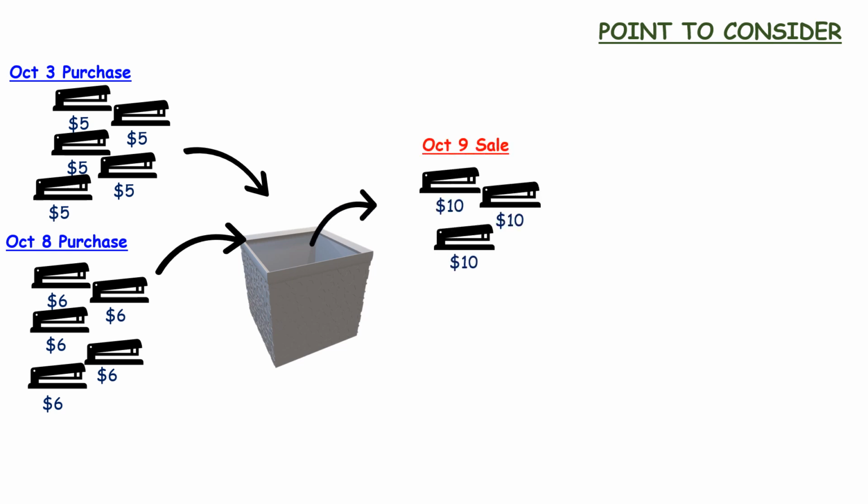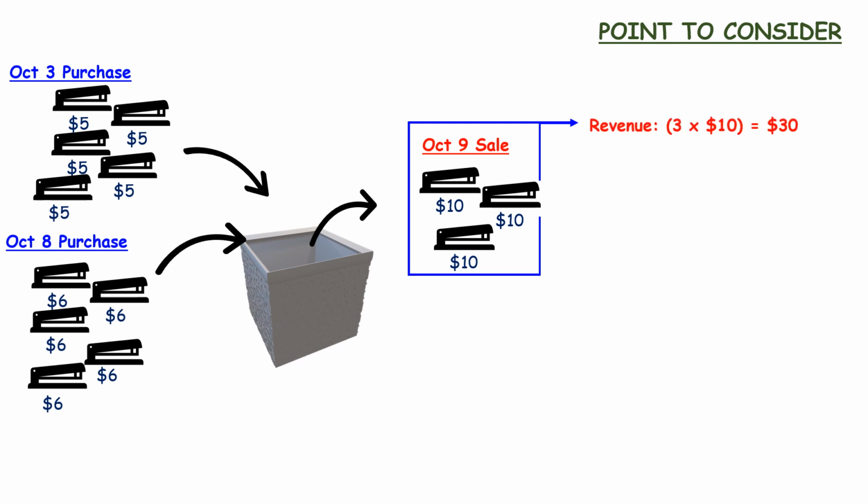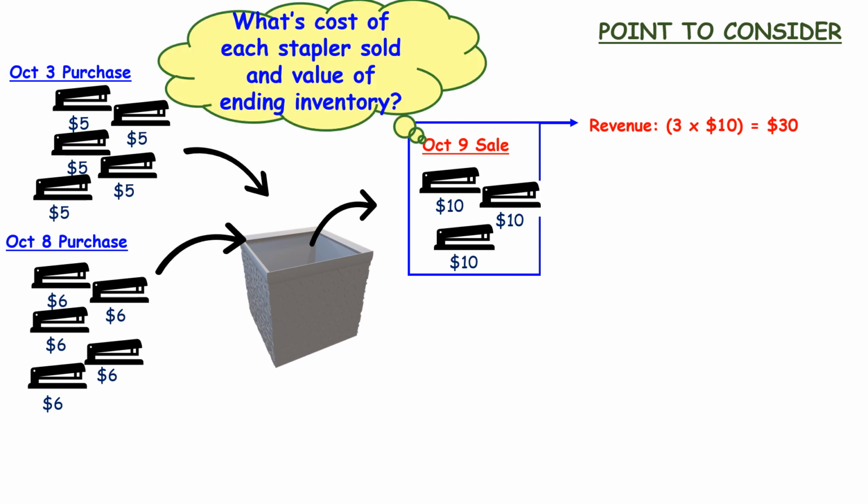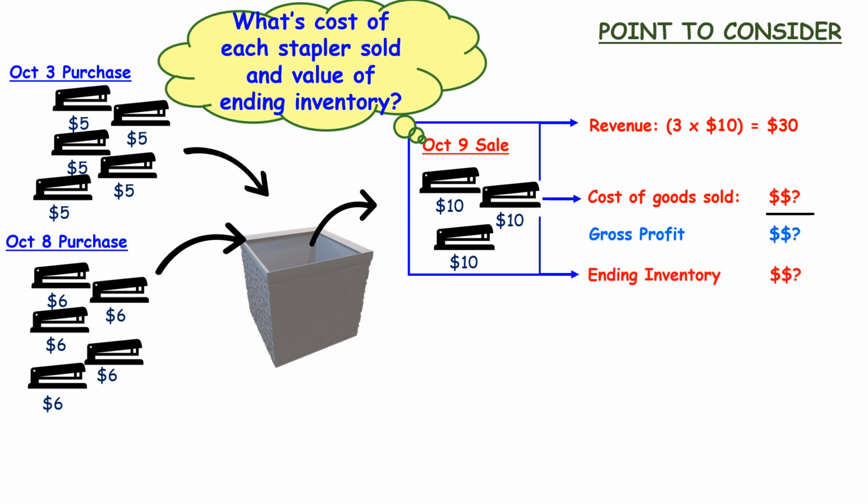A day later, I make sales. I sell 3. So calculating the revenue is very easy because 3 at $10 each will give me $30 of sales revenue. However, what is the cost of those 3 staplers? That is difficult to answer. Now, finding the cost of goods sold and the value of the remaining staplers in this box are the two questions that we need to answer.